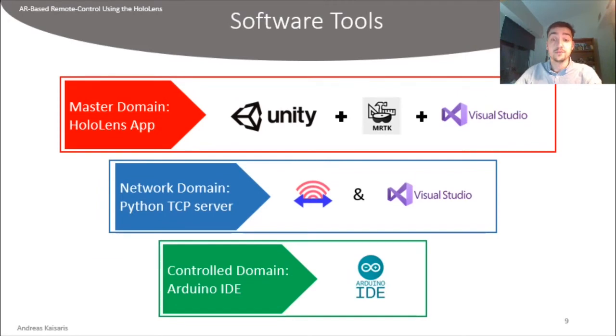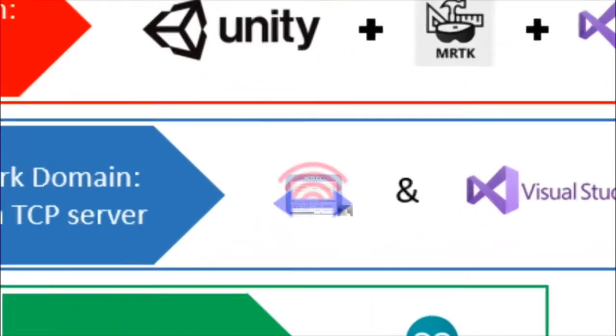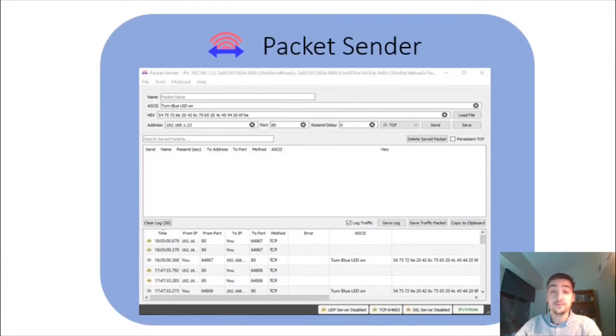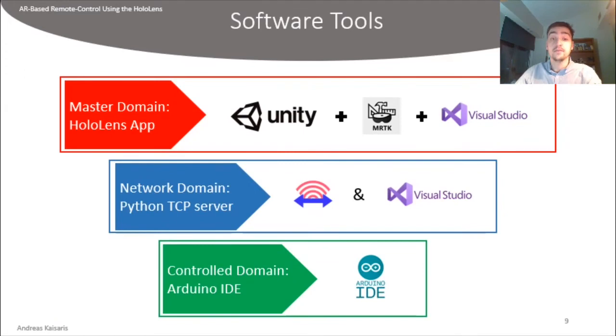For the network domain, the server was developed in the Visual Studio Code environment, and the clients were simulated using the Packet Sender tool. This tool allows the user to generate and send TCP and UDP messages to a specified destination. Finally, for the control domain, some code was written in the Arduino IDE that processes it, debugs it, compiles it, and uploads it to the board.